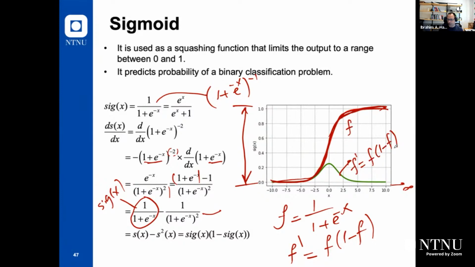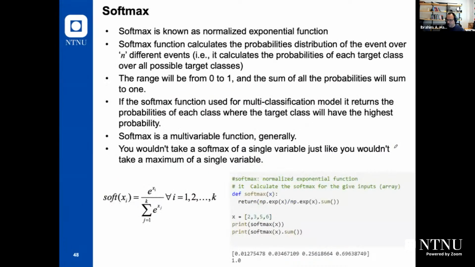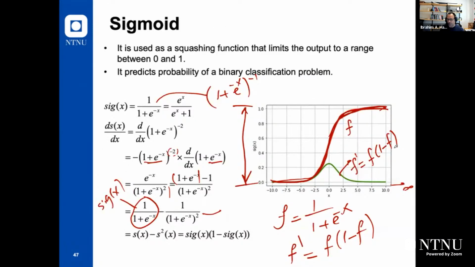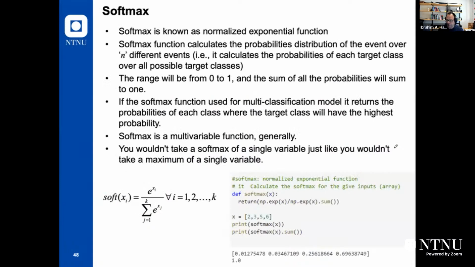So this is one of the most famous activation functions. Softmax is something similar, but it calculates the probability for multi-class classification. This softmax is very, very important in deep learning, the softmax layer. Softmax is known as the normalized exponential function, and it calculates the probability distribution of the event over n different events. So it calculates the probabilities of each target class over all possible target classes.